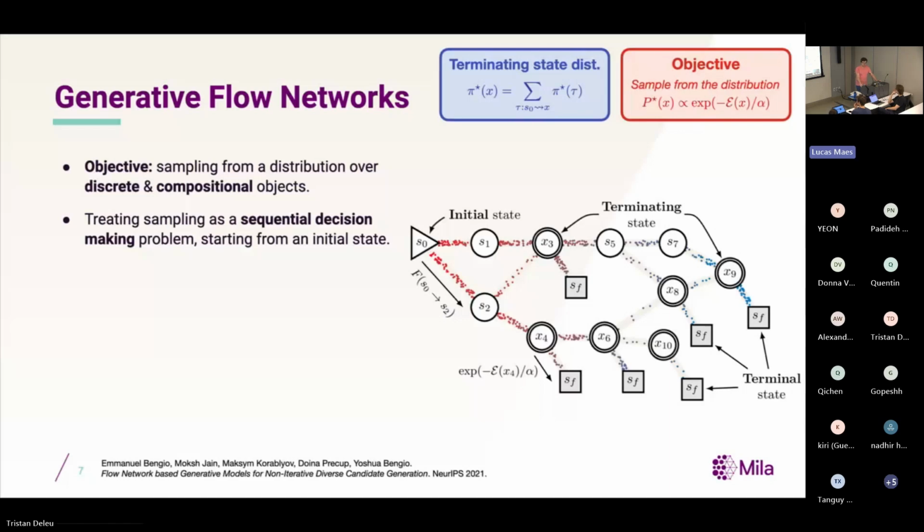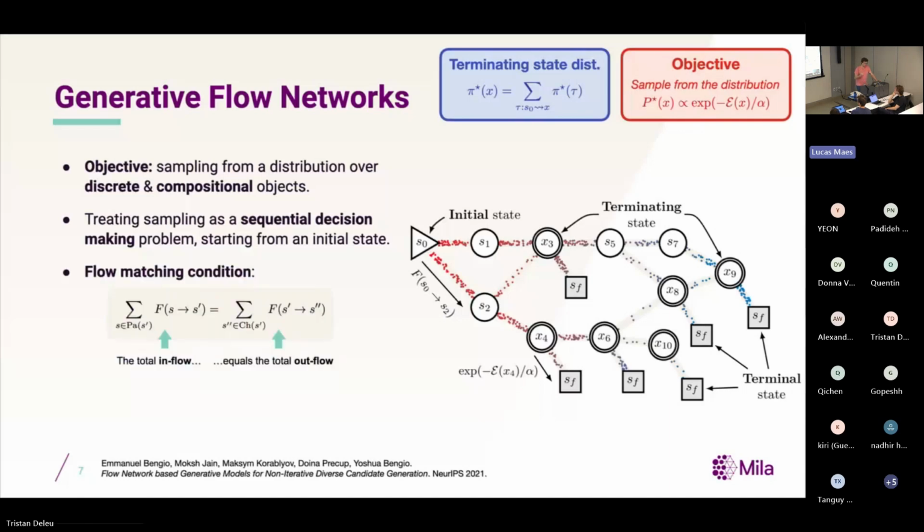Now, instead of doing this RL avenue that I was describing before, what we're going to try to find is not directly a policy, but a flow function that is going to satisfy what we call the flow matching conditions. At every transition in this MDP, we're going to have a certain flow function. And the flow matching condition is very intuitive. It just means that the total amount of flow going into any state is going to be equal to the total amount of flow going out of the state. In addition to that, we'll have a boundary condition, which is that at every terminating state, the flow of terminating, going to the terminal state SF, is going to be equal to exponential of minus the energy.